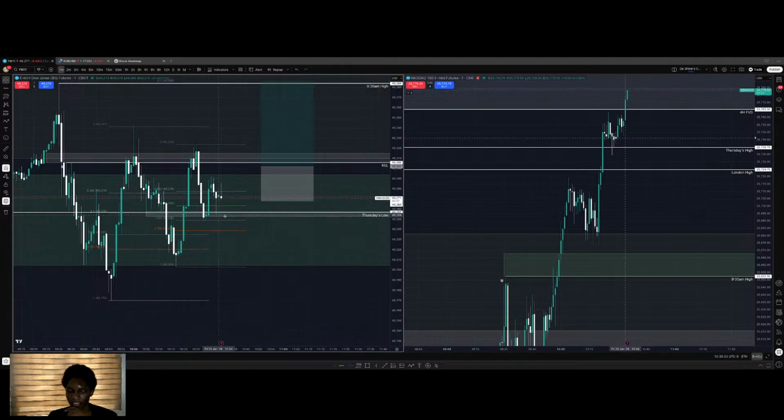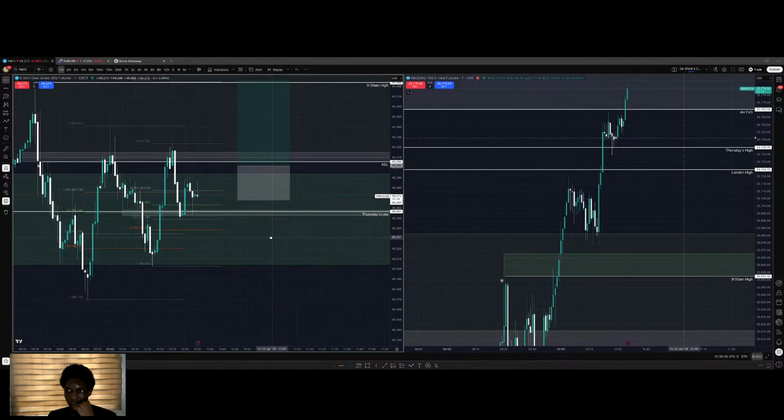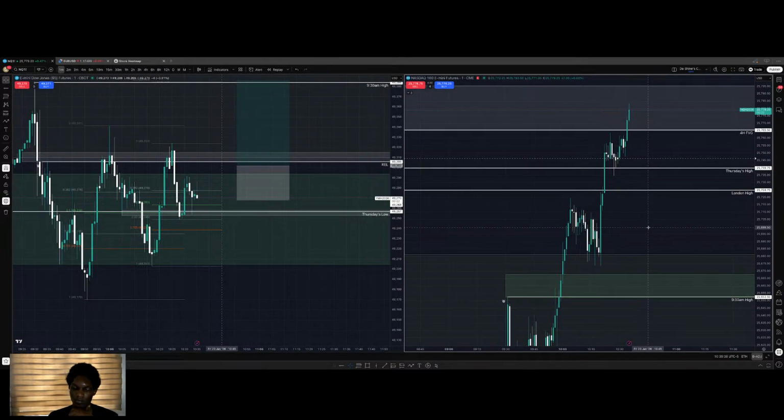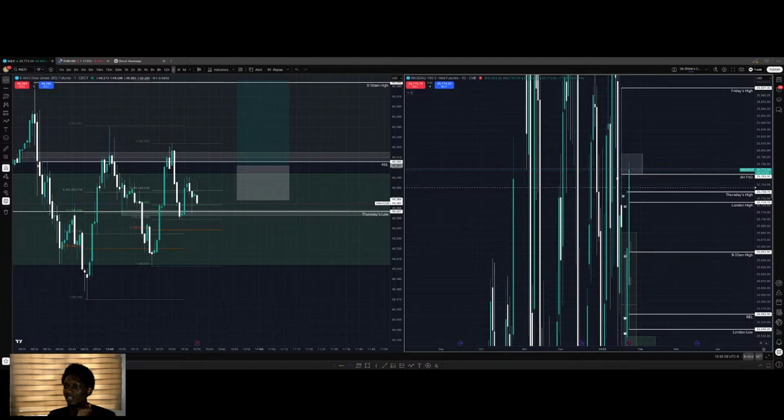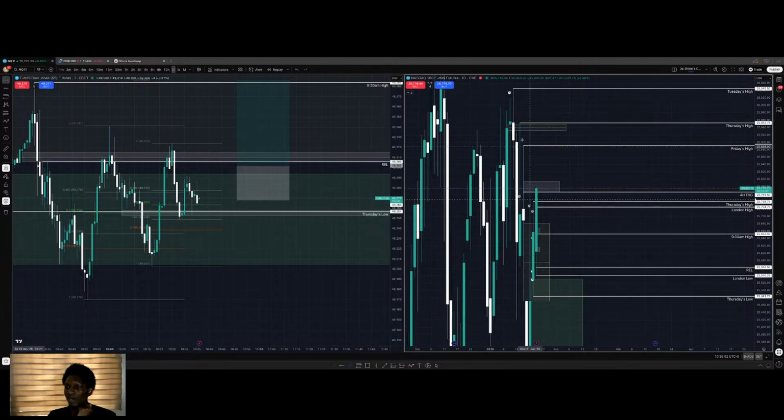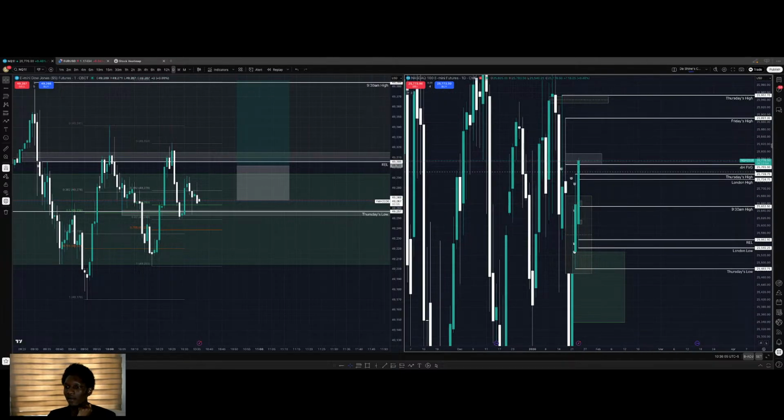You can see YM is weak, so I can't take it on YM. I'm just gonna wait. It's Friday, right? So anything can happen. We could have a day where we just buy for this weekly high, but we've swept a ton of liquidity.